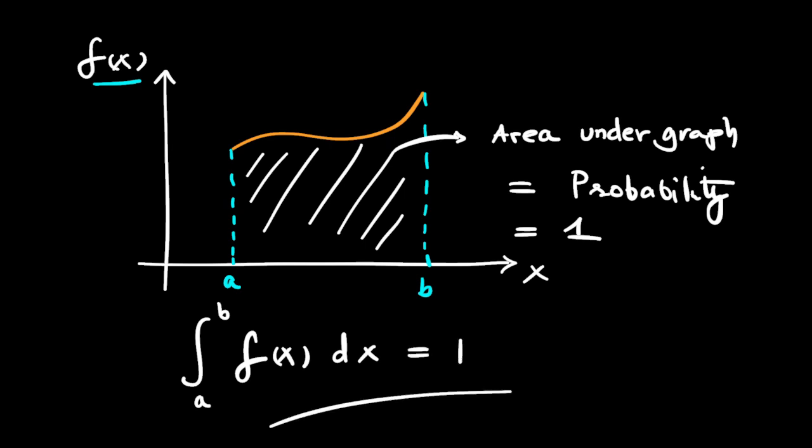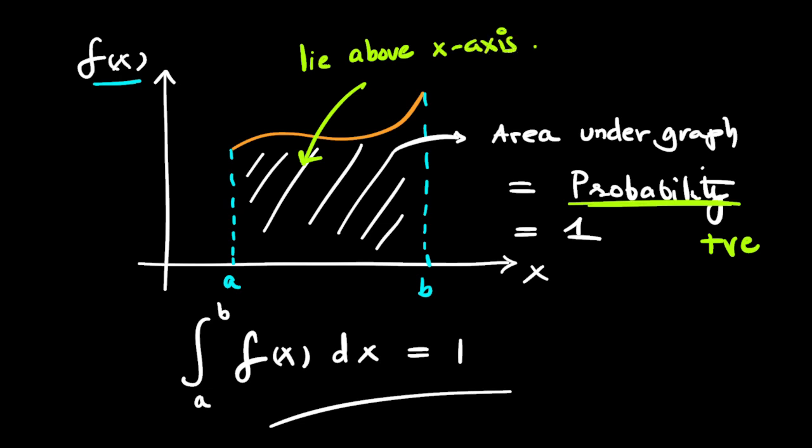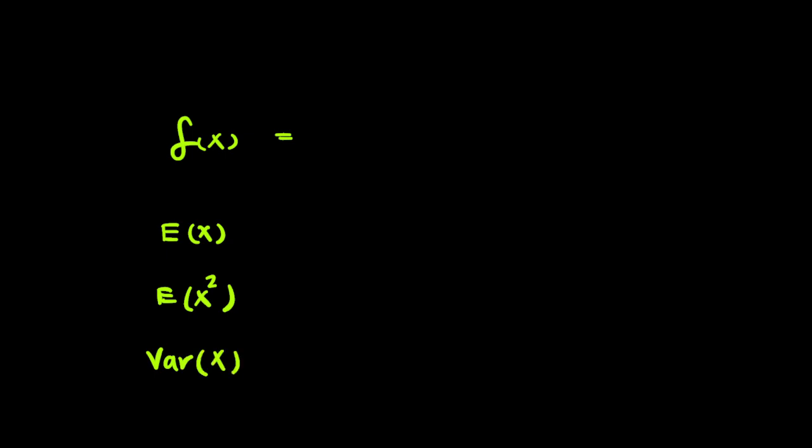We will use this function in later videos. Also, the probability is always positive. So therefore, the area under graph has to lie above x-axis. It cannot lie below x-axis. And later on, we will use this function to evaluate the expected value and expectation of x square, which is used to calculate the variance of x. Similarly, we will use this function to calculate measures of dispersion.